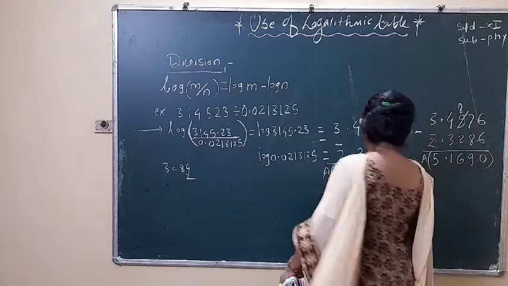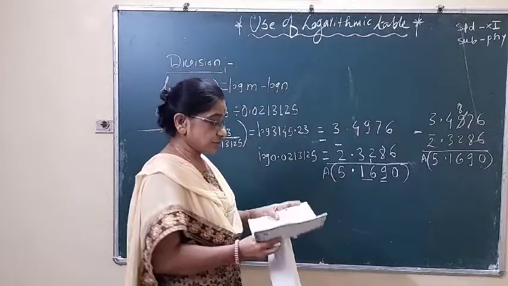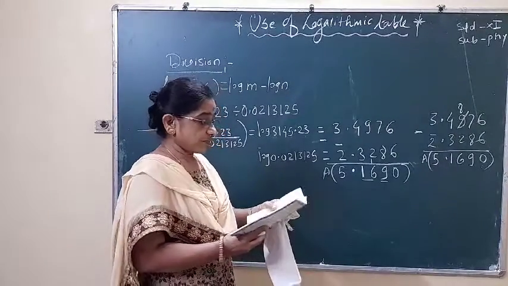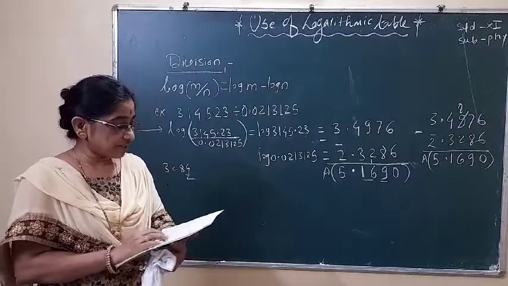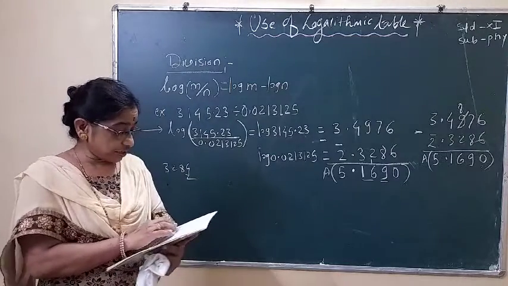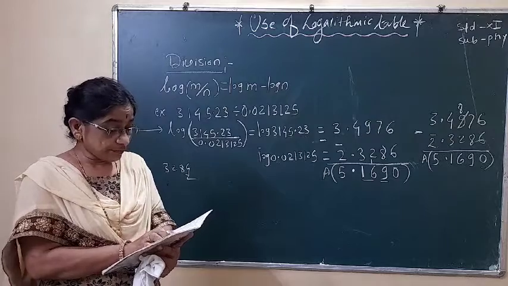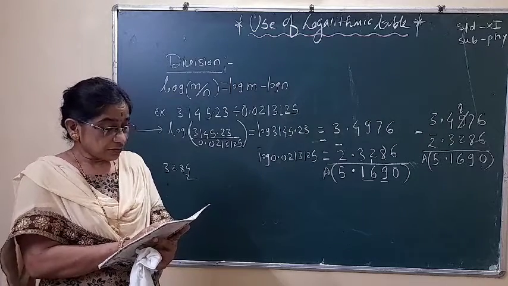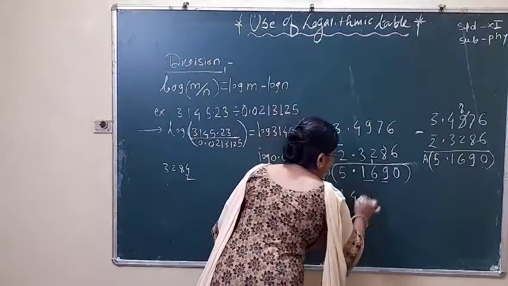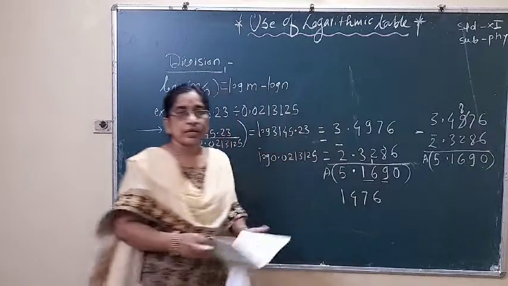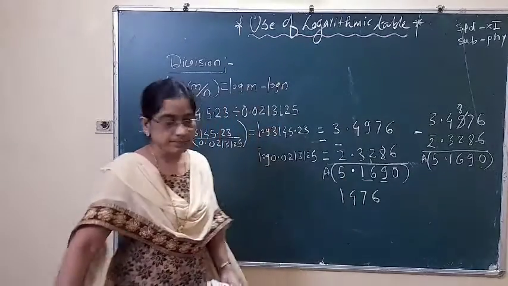Then the antilog of 16 in 9 and the mean difference in 0. See the antilog page. There is no column of 0 in the mean difference. Antilog of 0.16 in 9 is 1476. Now we have to put the decimal point according to this characteristic.